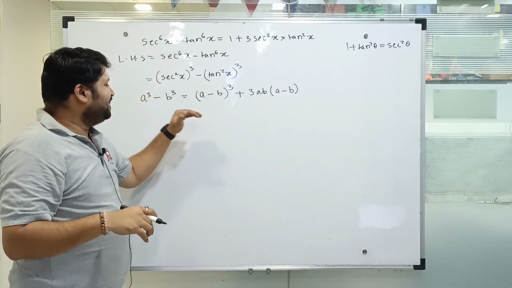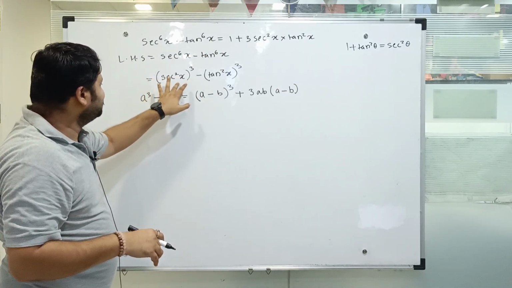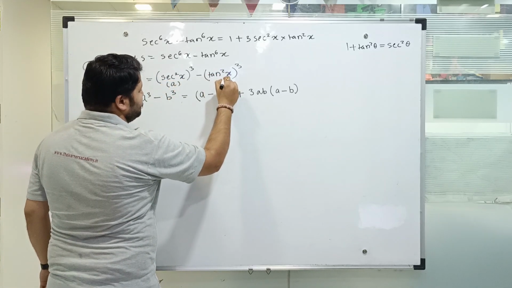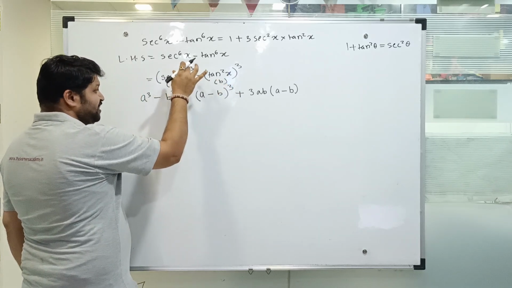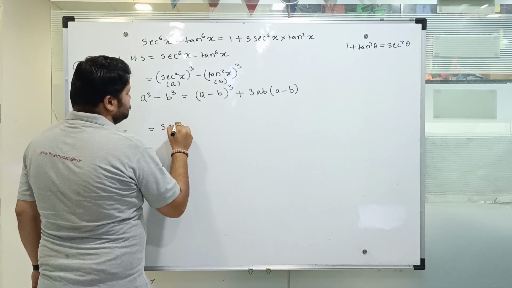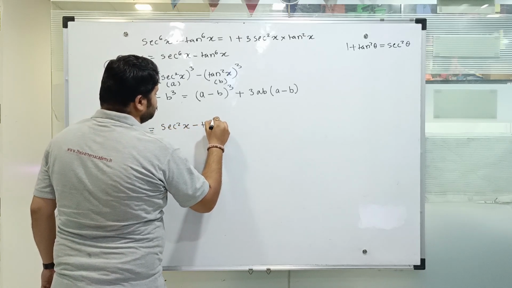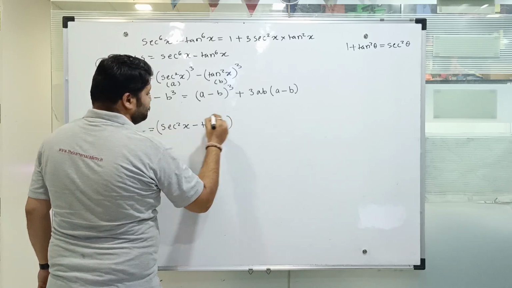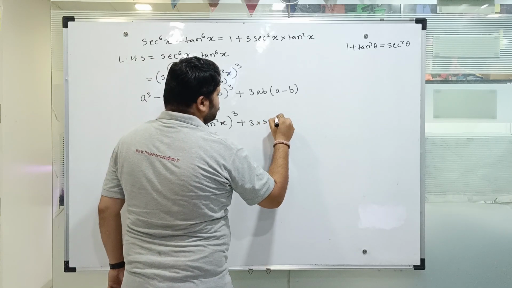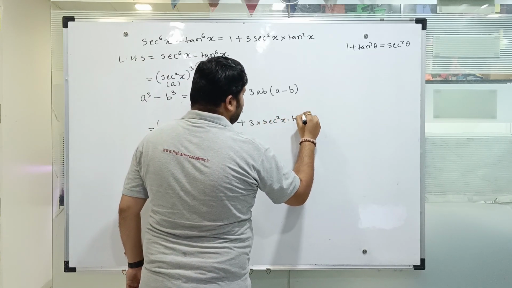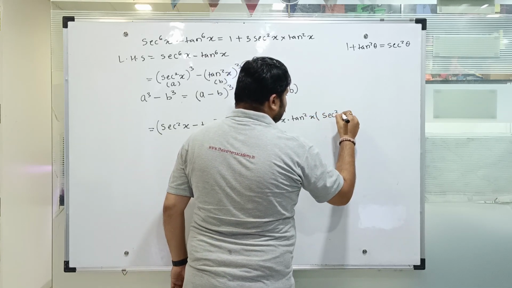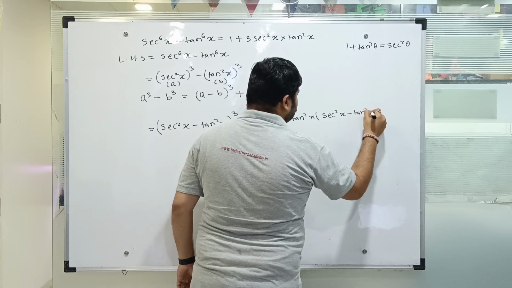This property can be directly used here, and we can consider sec square x as my a and tan square x as my b. Now if I directly implement this property, my LHS becomes sec square x minus tan square x to the power of 3 plus 3 times sec square x multiplied by tan square x multiplied by sec square x minus tan square x.